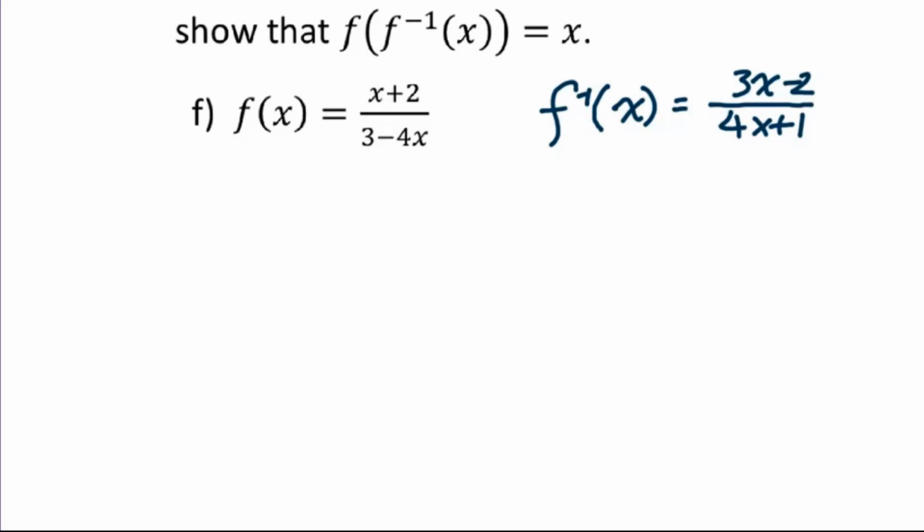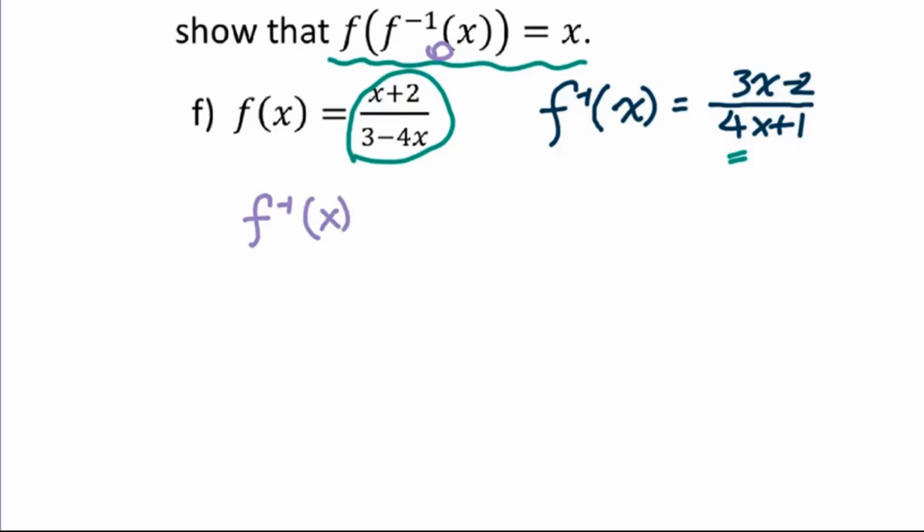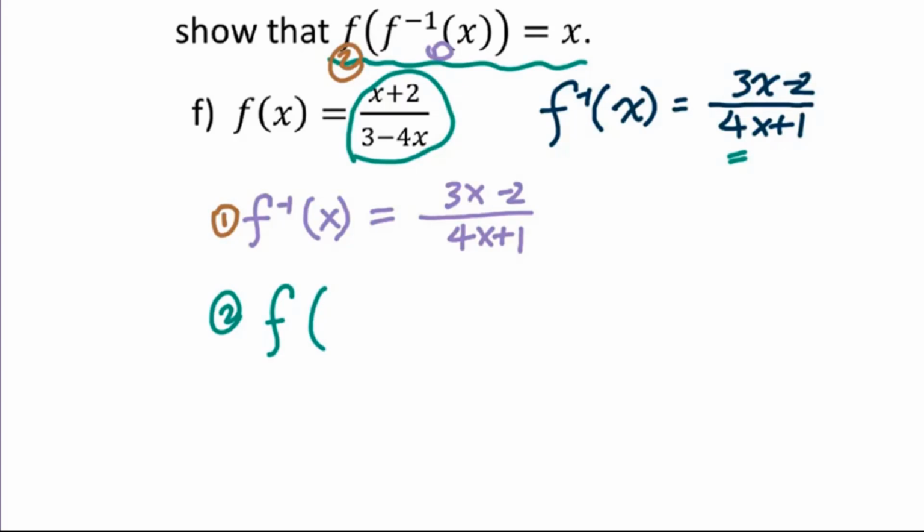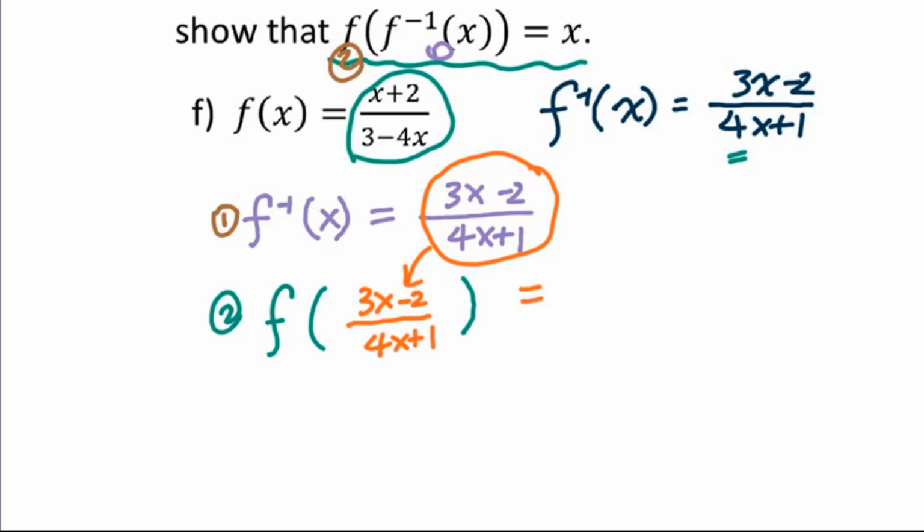Now for f, we have f(x) equals this, and we figured out the inverse function is this one. We want to show that this is true. Still, first step, we have to get the inverse function of f(x), that is (3x minus 2) over (4x plus 1). That's the first step. Second step, we go to f of something here. This value goes here. That means for every single x in the f function, you have to change it into (3x minus 2) over (4x plus 1).